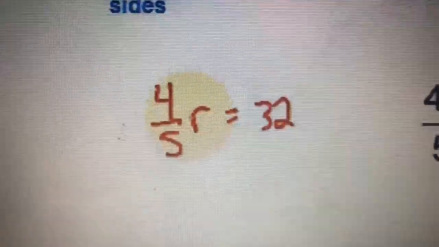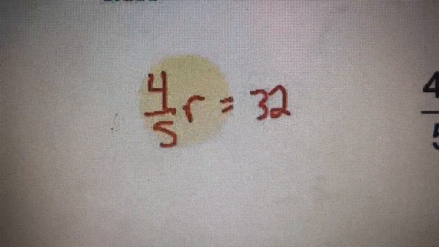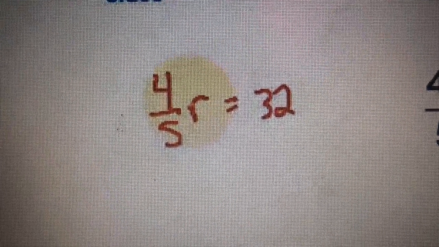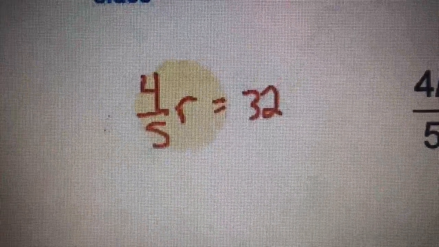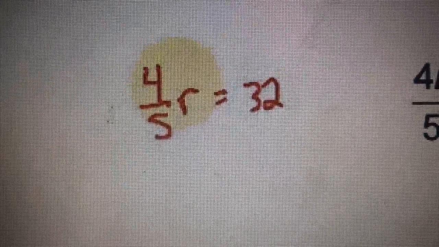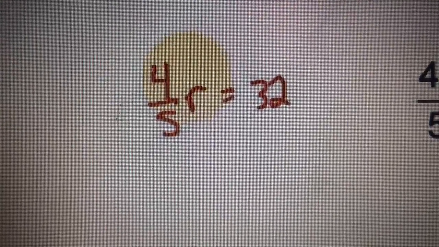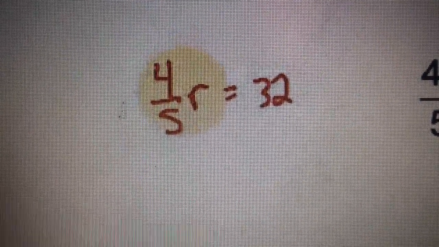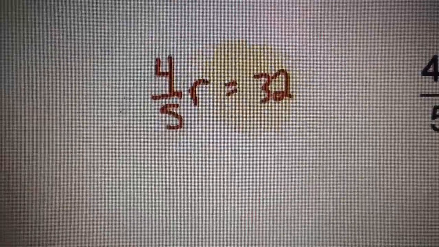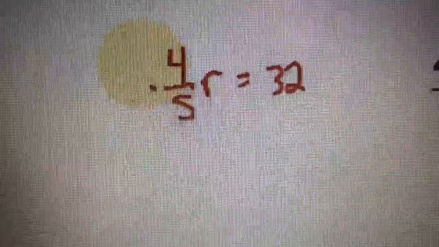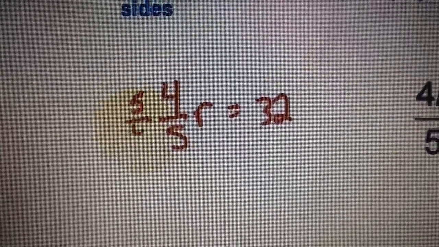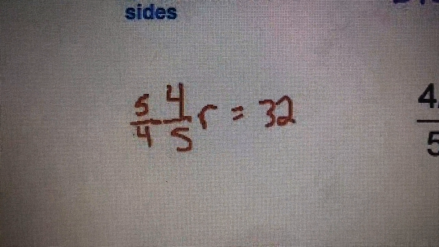Now, dividing fractions. Refresher here. When we divide fractions, we end up multiplying by the reciprocal. Keep, change, flip, some say. Well, let's just skip to the flip. So rather than dividing by 4/5, let's multiply by 5/4. And let's take a look at what happens here.